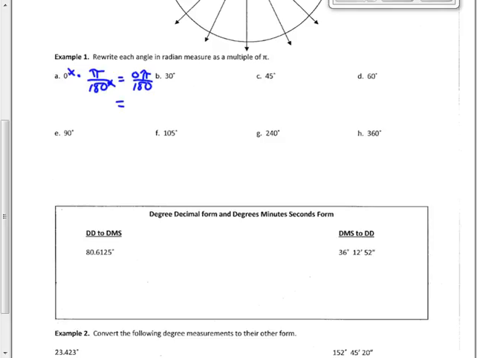Well, 0 times pi is 0. 0 divided by 180 is 0. So 0 degrees is 0 in radians. And so we already know that. We talked about that already.